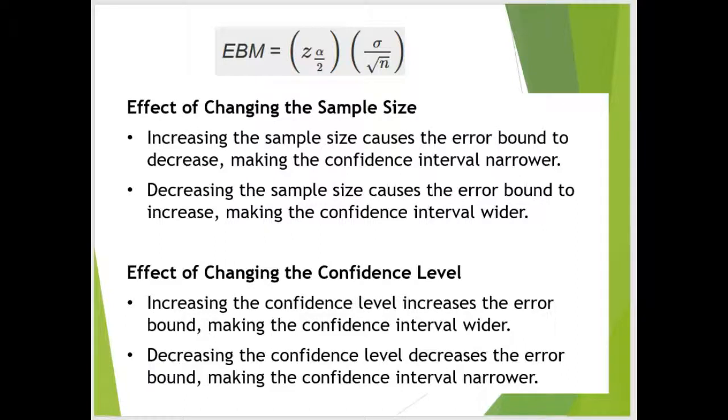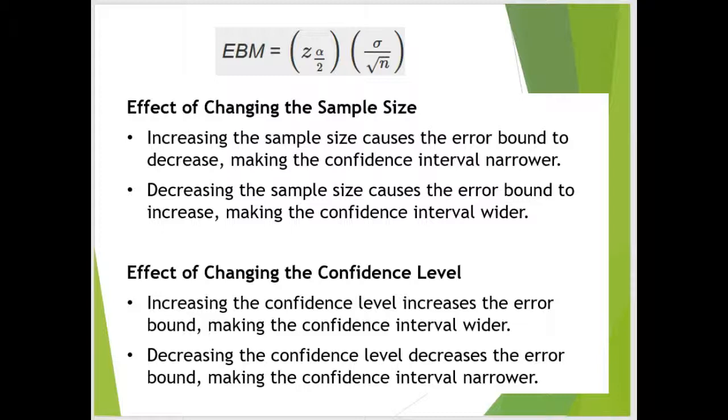So let's take a moment and go over the effect of changing the sample size and changing the confidence level. If you increase the sample size, then that causes the error bound to decrease, and that's going to make the confidence interval narrower. So if you increase the sample size, the confidence interval will become narrower. And then decreasing the sample size will widen the confidence interval.